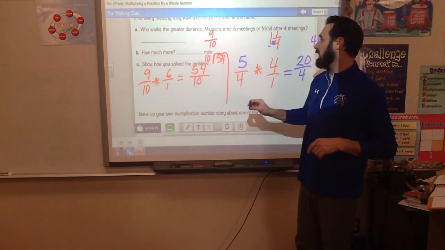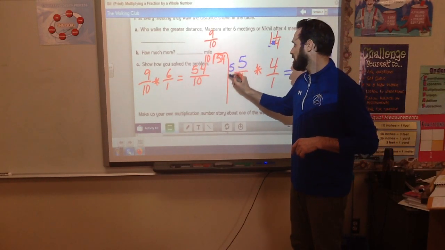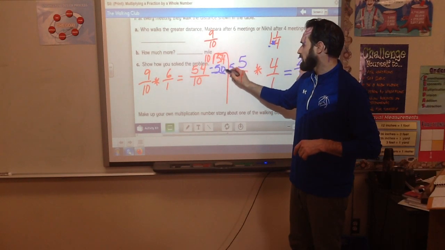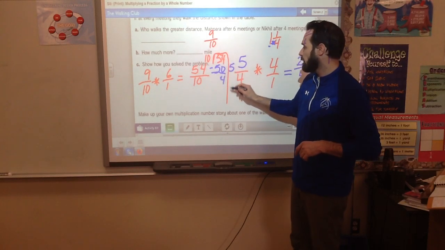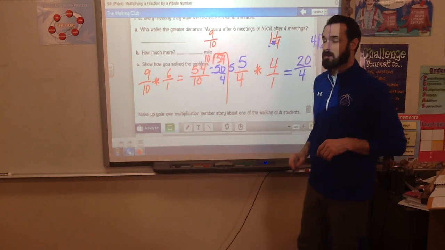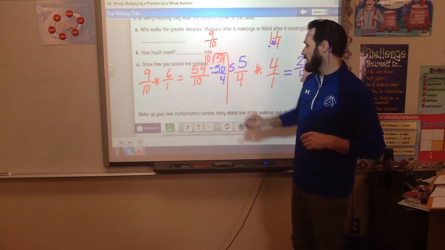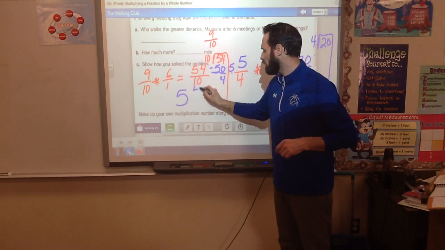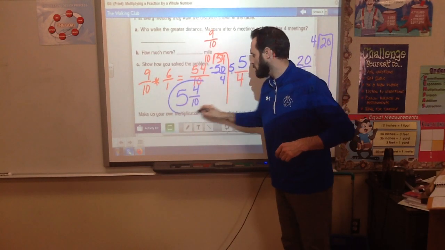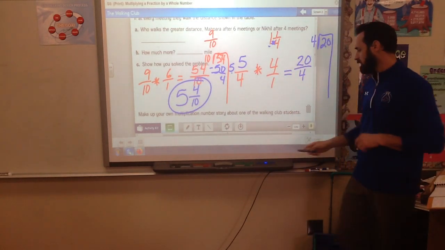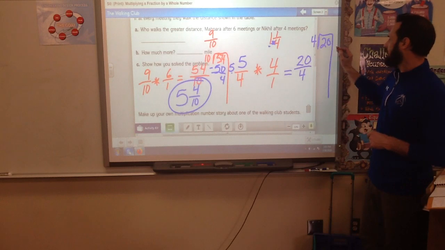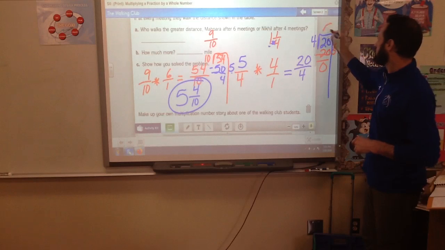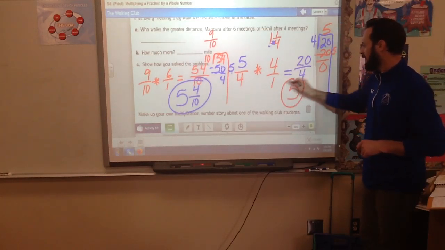If we're doing 54 divided by 10, I know that I can do 5, because 5 times 10 is 50. Then I subtract. 4 minus 0 is 4, 5 minus 5 is 0. My remainder is smaller than my divisor, so I am done. So Mapara actually walked 5 4/10 miles. Over here, when we do 20 divided by 4, 4 actually goes perfectly into 20, that's 5. 4 times 5 is 20, subtract. So Nikhil has only walked 5 miles.